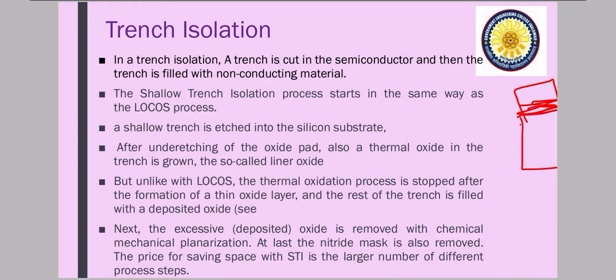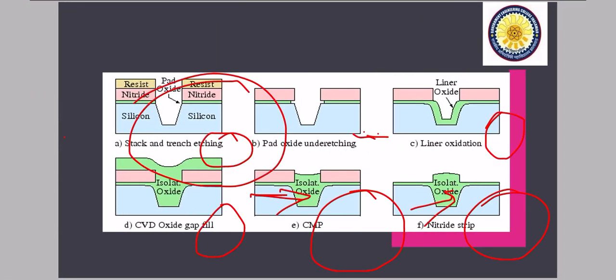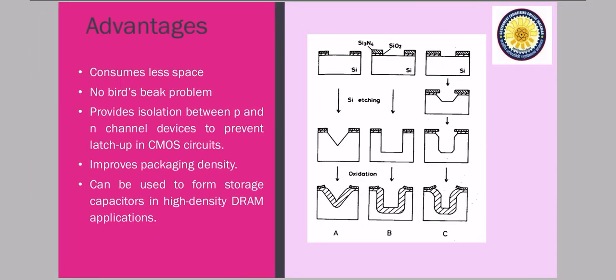In the previous class, we were discussing device isolation techniques, and we discussed all four techniques: oxide isolation, junction isolation, local oxidation, and finally trench isolation. We discussed this process, and we were discussing the advantages that trench isolation gives. So as I told you, there is no bird's beak problem in this.